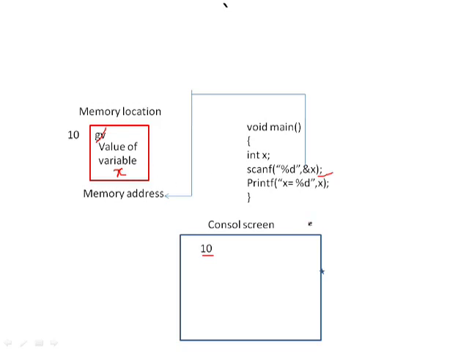Now x represents the value. In printf it prints the value of x onto the console screen, x equal to 10. Now here the new value is 10. While declaring x, initially the value is a garbage value. Garbage value means some unknown or waste value that we don't need.